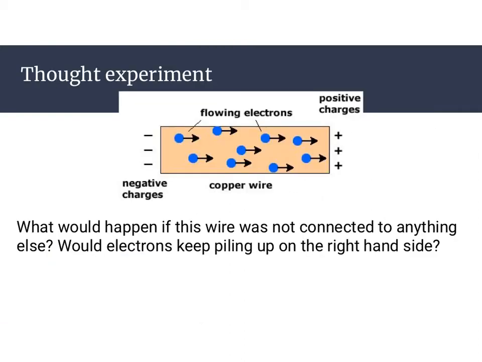Now here's a little bit of a thought experiment for you. Draw a diagram and really think about this. What would happen if this wire was not connected to anything else? Would electrons keep piling up on the right hand side? So pause the video, draw a diagram, think about it, and come back and listen for my explanation.